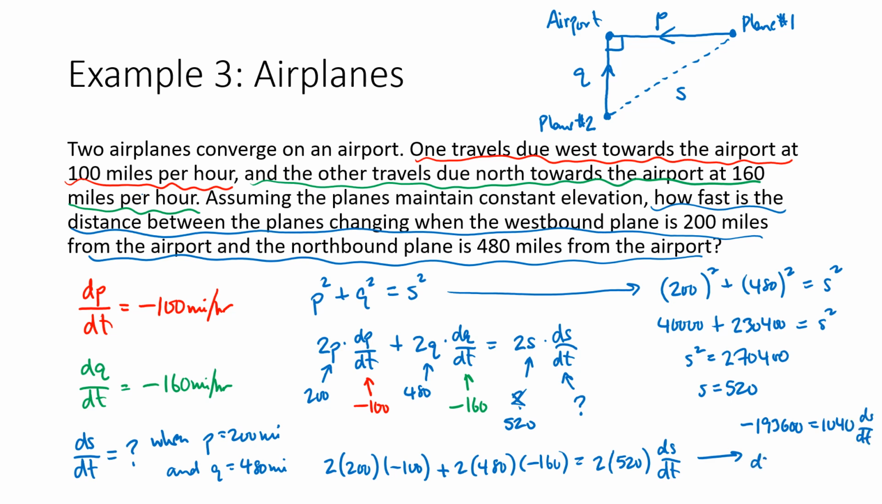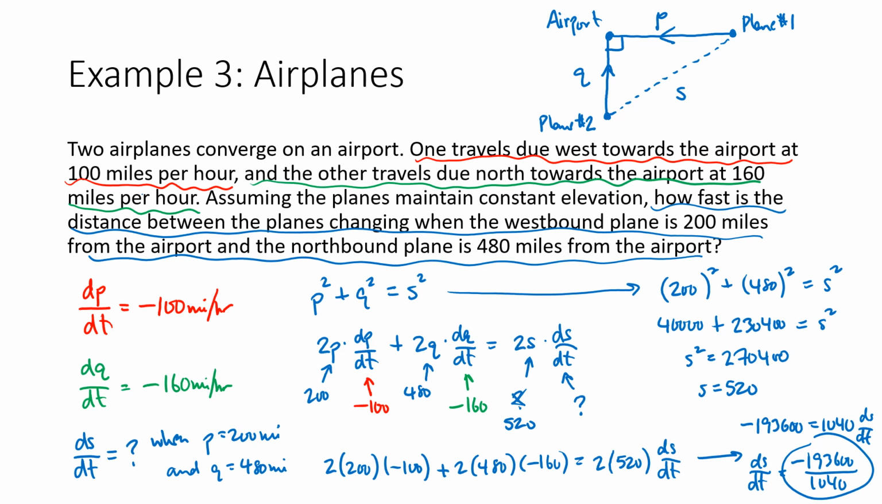Then we divide both sides by 1040. So we get negative 193,600 divided by 1040. And that's going to be miles per hour. And again, we can throw that in our calculator. We can reduce that fraction, but that's going to be our exact answer.